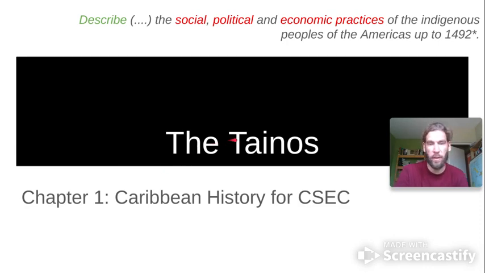So we're going to look at the Taino over here. See that? And the goal is to describe the political and economic practices of the indigenous people up to 1492. Why 1492? Because that was the year that Columbus came, and after him, a lot of Spaniards, Portuguese, and other Europeans. And this is Chapter 1 of Caribbean History for CSEC.